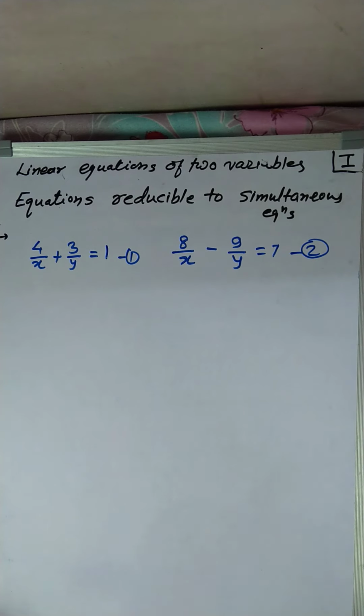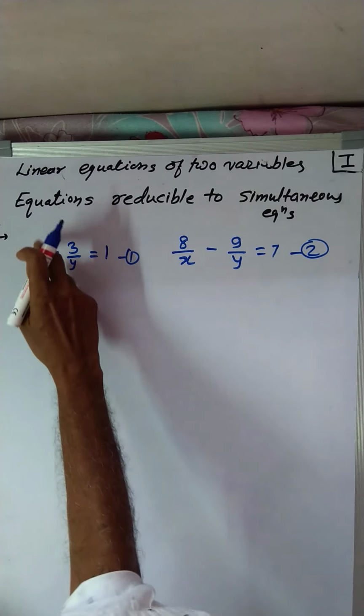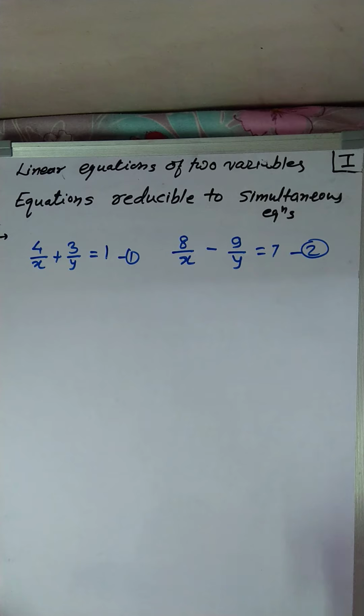But we can convert these equations into linear equations by making suitable substitutions. That means if you put 1 upon x is equal to m and 1 upon y is equal to n, then these equations become simultaneous equations, and then we can solve these equations by any method of solving simultaneous equations. Let us solve this example.